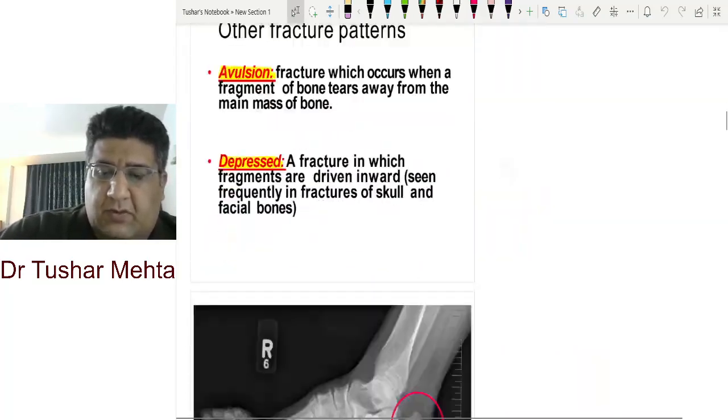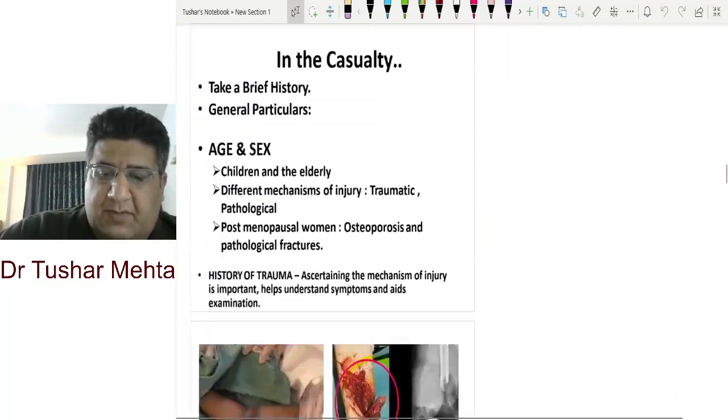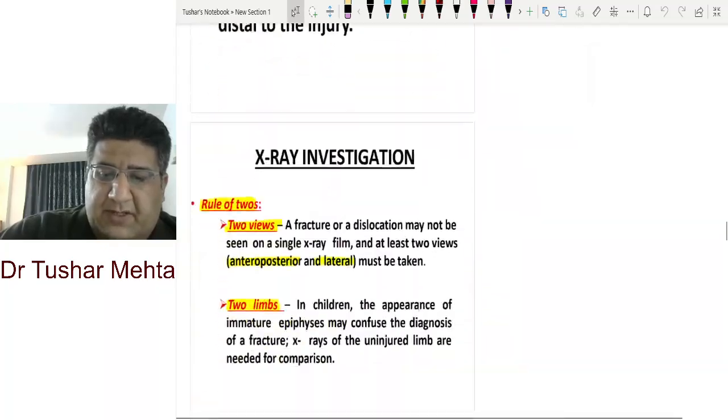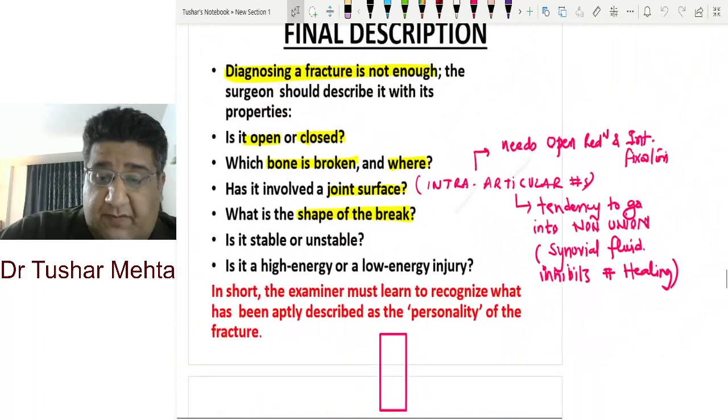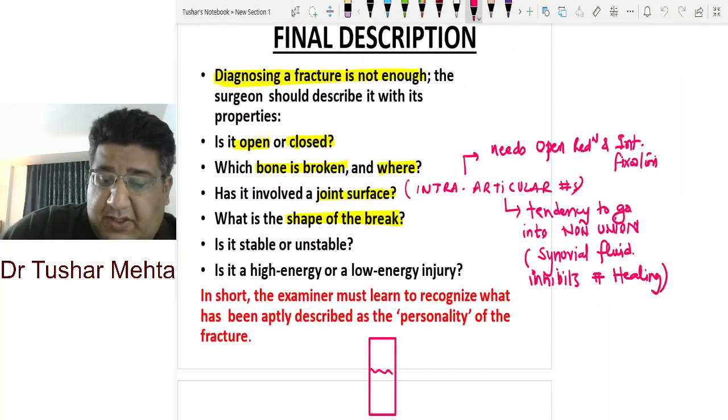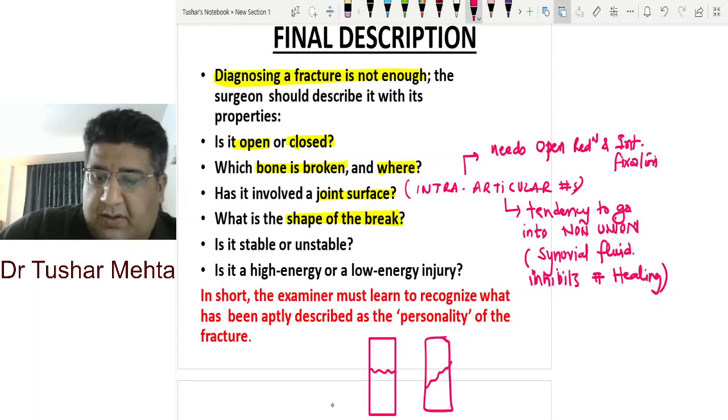Sorry, the OneNote crashed. So that simply means you have to ascertain whether the fracture is transverse, or oblique, or spiral.